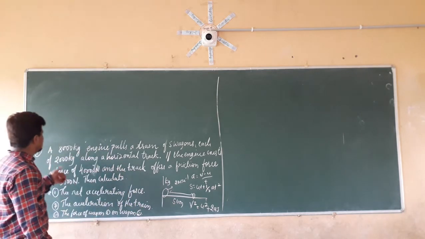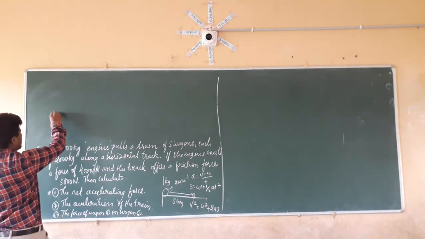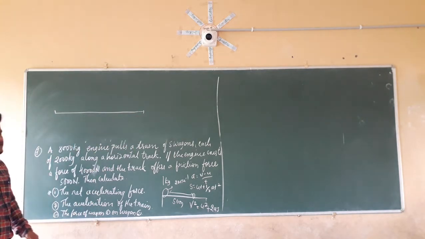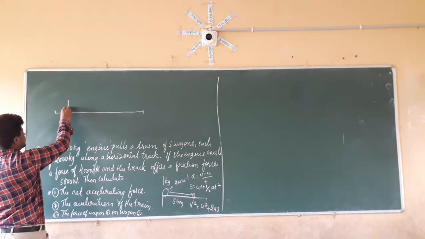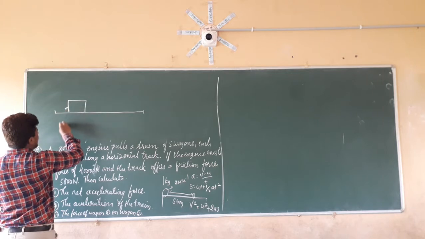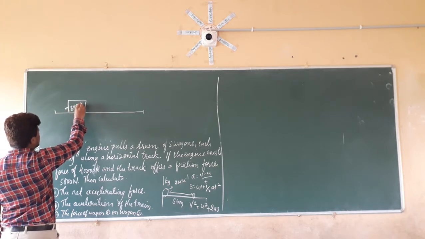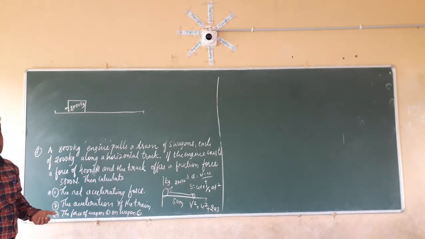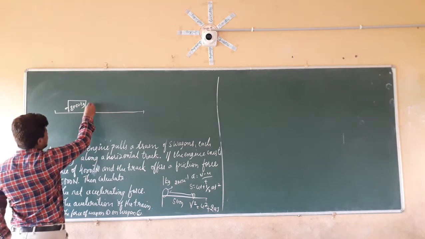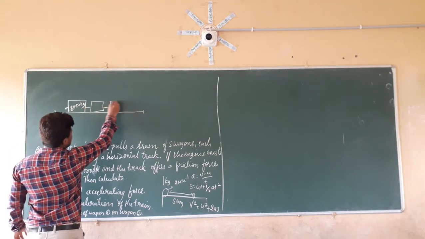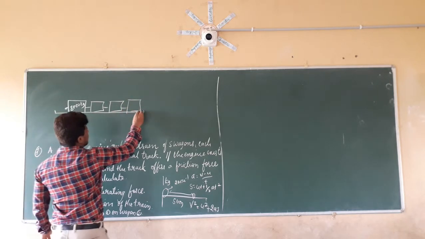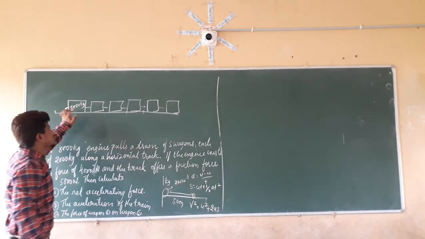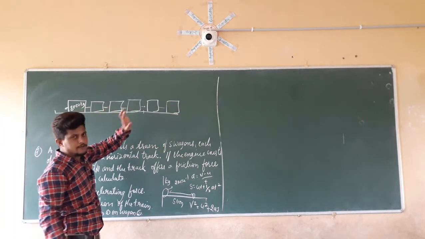So if you see here, they have given a horizontal track. Let this be the horizontal track. On that horizontal track, there is an engine of 8000 kg. Let this be the engine, which has a mass of 8000 kg. Now this engine is going to pull a train of 5 wagons. Let me draw the 5 wagons like this. This is the first wagon, second wagon, third wagon, fourth wagon, and fifth wagon.